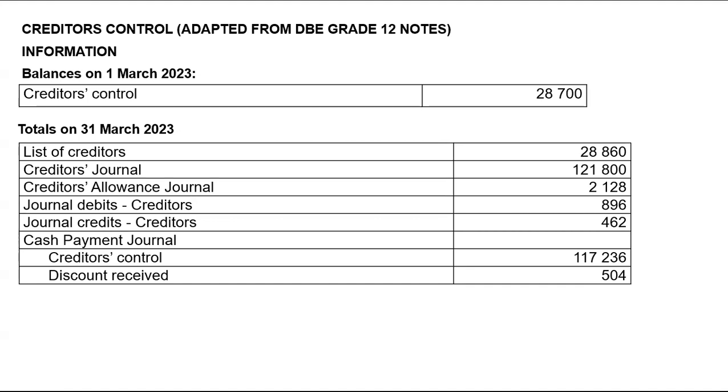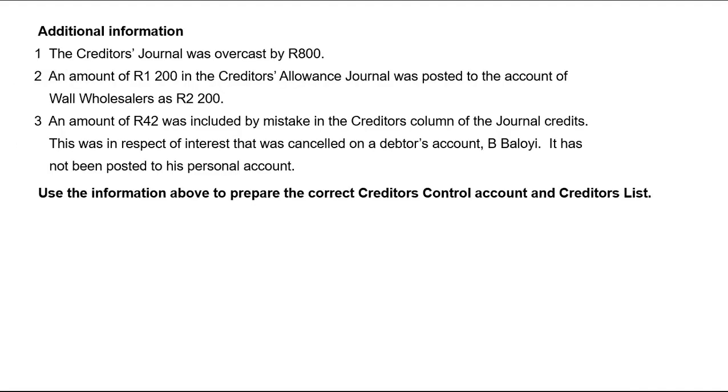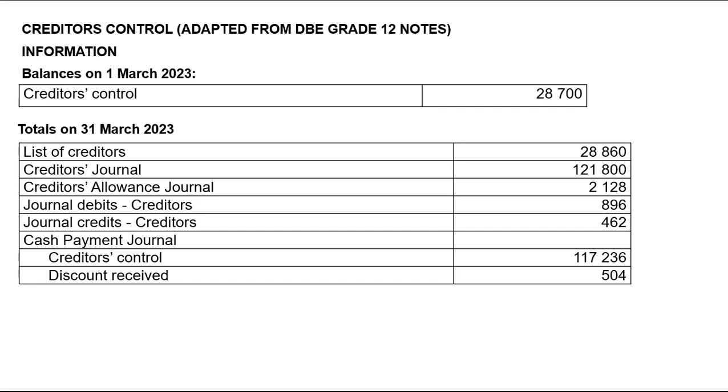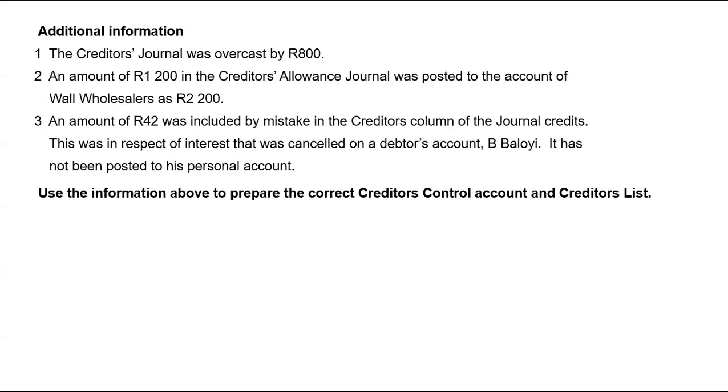28,860. Then we are given the creditors journal, the creditors allowances journal, journal debits, creditors, journal credits, creditors, payment, cash payments journal. We've got creditors control and discount received. And this is what we've got as well. They told us that the creditors journal was overcast by 800. So that total amount, which is 121,800, we need to subtract 800 from it because it was overcast, okay? There was a mistake that was done.